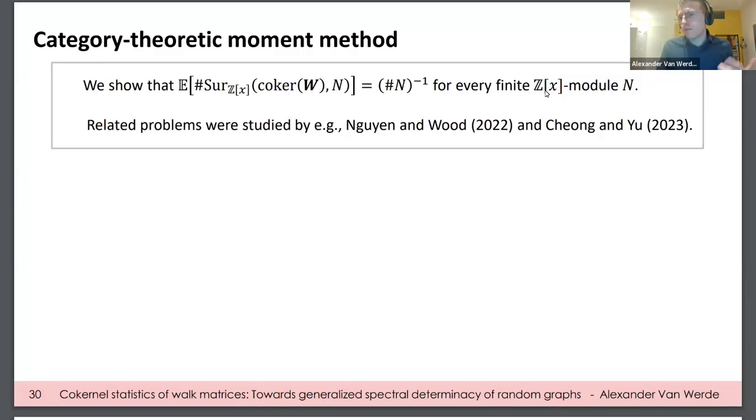And so, okay, this is a ZX module, and the key trick is to compute the moments in the category of ZX modules. As you see, there is a minor typo on my slide, so I will show that in the limit, this equality holds, not deterministically, not for a fixed index. So as n tends to infinity, the moment converges to that.